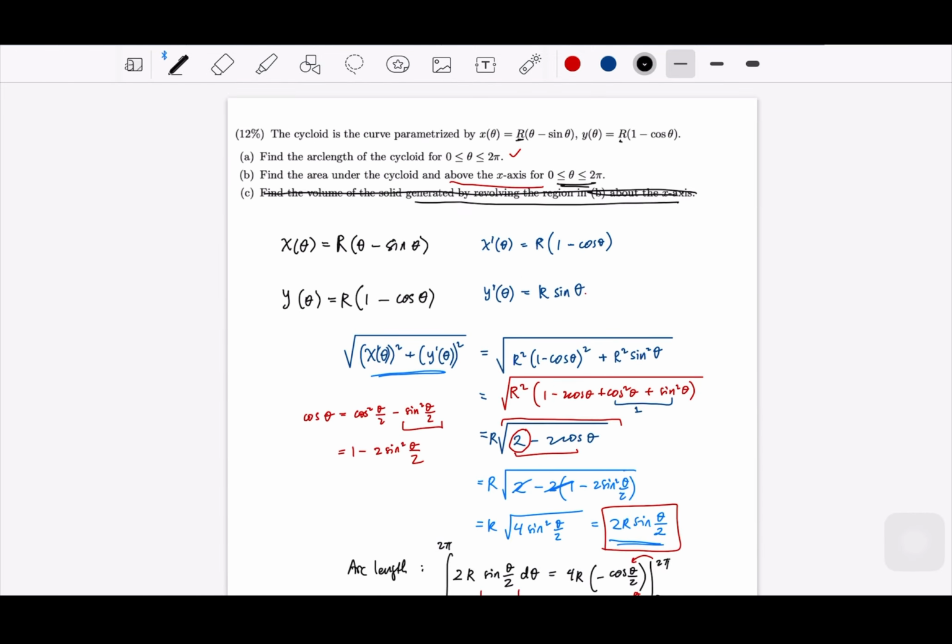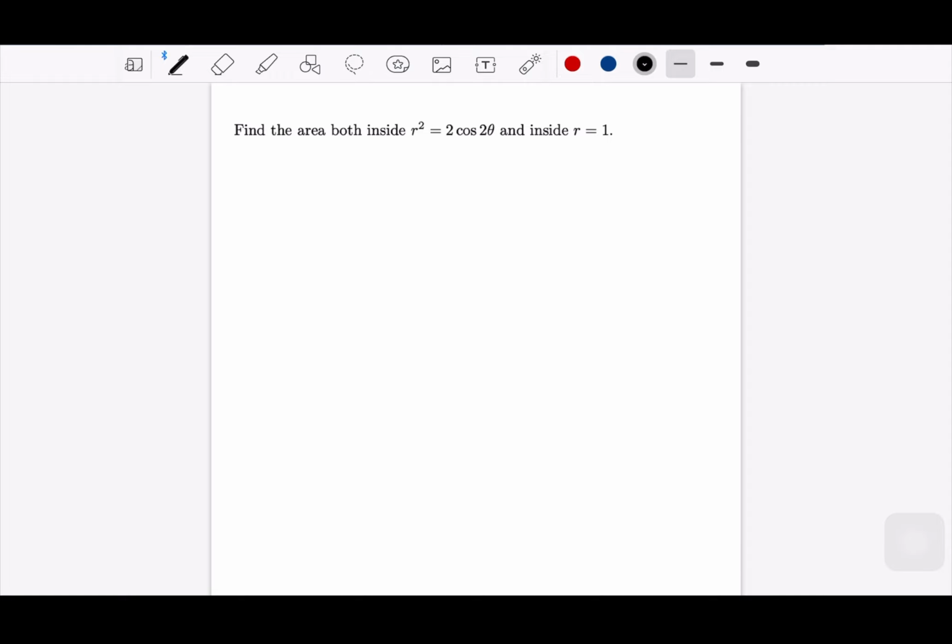The other question that I want to illustrate is the polar equations. It's asking for the area inside this, which is the lemniscate, and this is just a circle. So first, you can imagine how it looks, and then we can do some calculations.